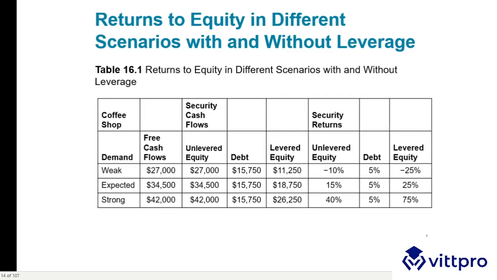Here you can see in the coffee shop, with 50% debt, the cost of levered equity is increasing. If it's a weak business, then the return on equity is negative. If it's strong, the equity return is higher, right? Levered equity 15%, 40% and 10%. The return is going to be different.